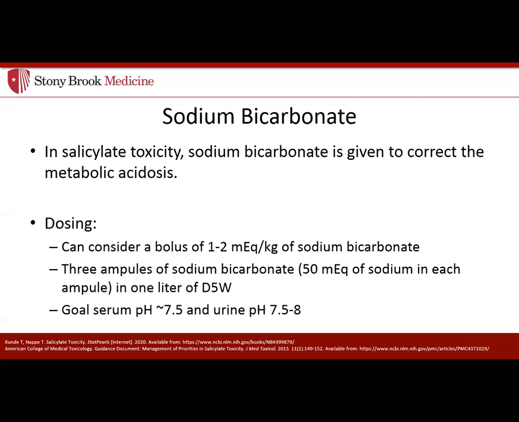So some indications for hemodialysis include if a patient comes in with chronic salicylate toxicity and they have a serum salicylate concentration greater than or equal to 40 milligrams per deciliter, or if a patient comes in with acute salicylate toxicity and has a serum concentration of greater than 100 milligrams per deciliter, because the end organ damage is so severe, they might warrant hemodialysis to prevent that end organ damage.